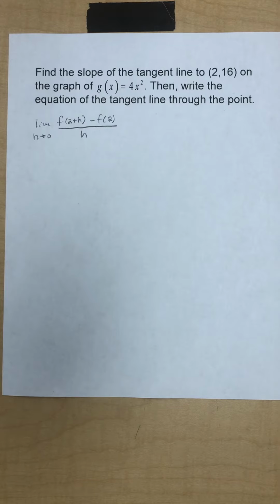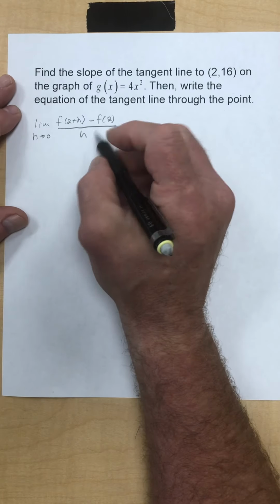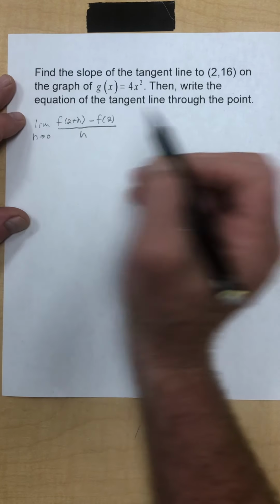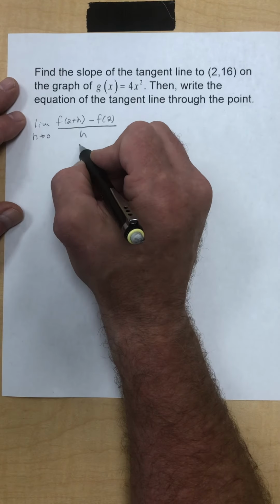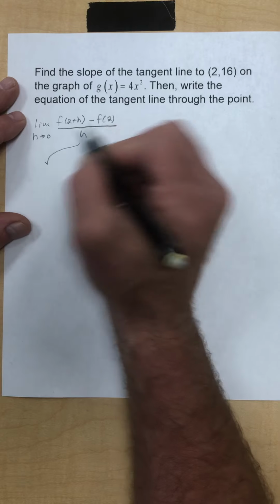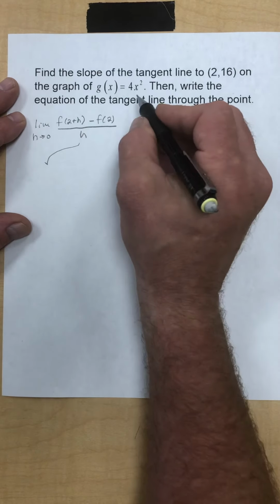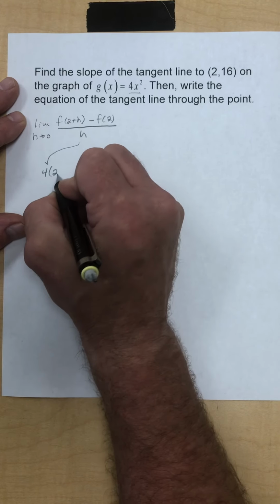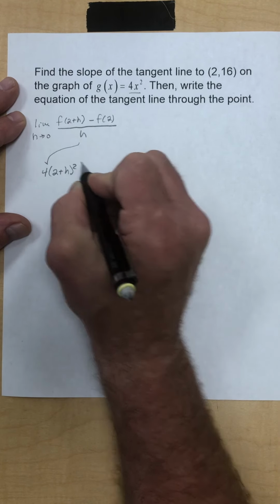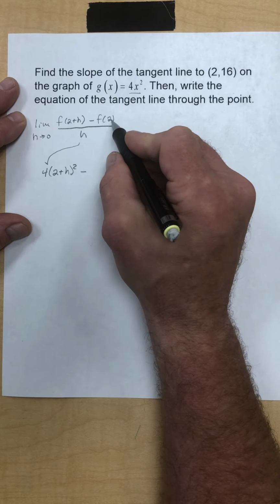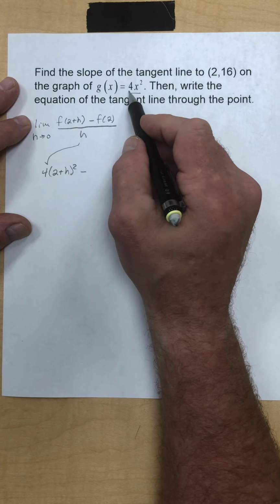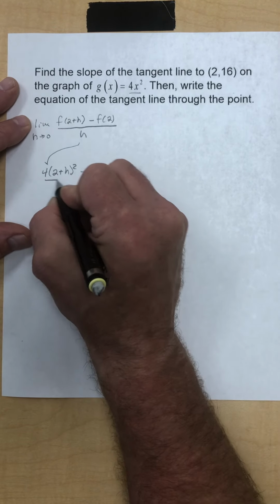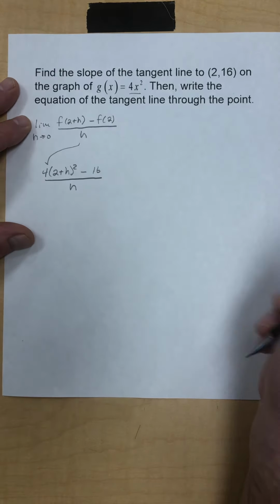Okay, so let's see what happens here. So obviously, I've got to deal with this guy, simplify it all the way down, and then come back and take the limit as h approaches 0. So let's see, what do I have to do? F of 2 plus h, so that would be going right here. 4 times 2 plus h squared minus f of 2. Well, f of 2 would be 4 times 2 squared, or 16, so that's 16 all over h.